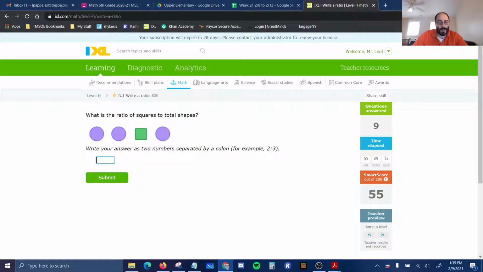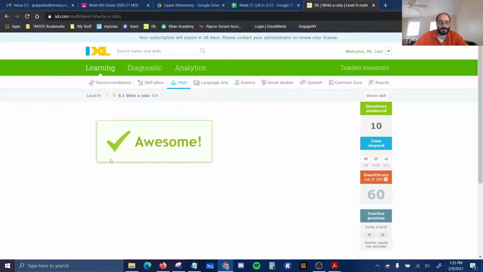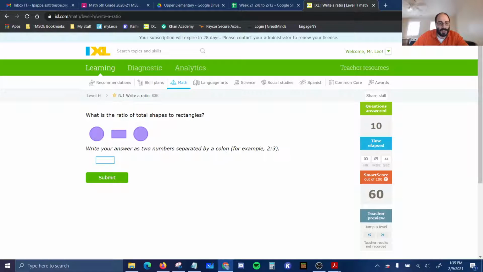What is the ratio of squares to total shapes? Okay. Squares to total shapes. So squares comes first. I see one square. I have to put my colon in. And it doesn't say squares to circles. It says squares to total shapes. 1, 2, 3, 4 total shapes. Okay. Ratio. Now here we go.